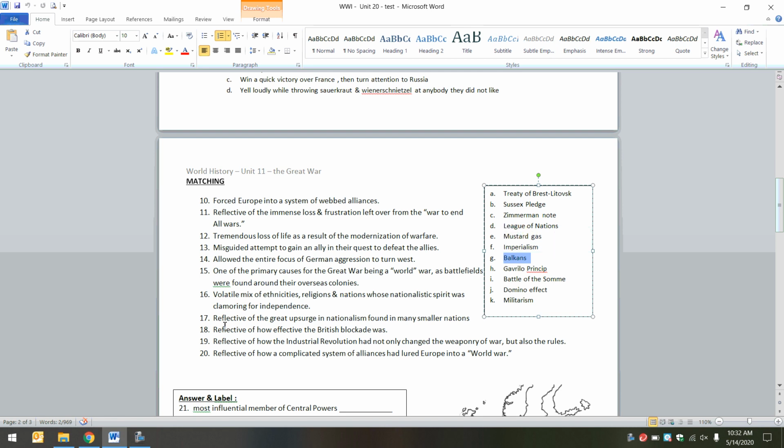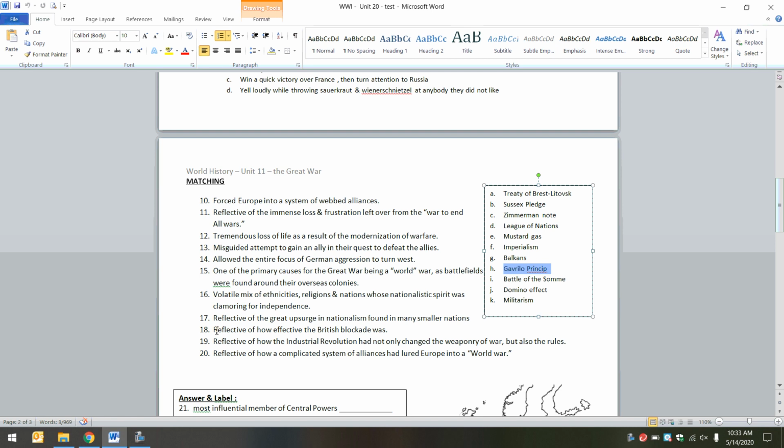All right, an example that symbolizes the great rise in nationalism in all the smaller nations like the Balkans. That's Gavrilo Princip. He's the young boy who shot and killed the Archduke of Austria, Francis Ferdinand. He's a good example of rising nationalism.